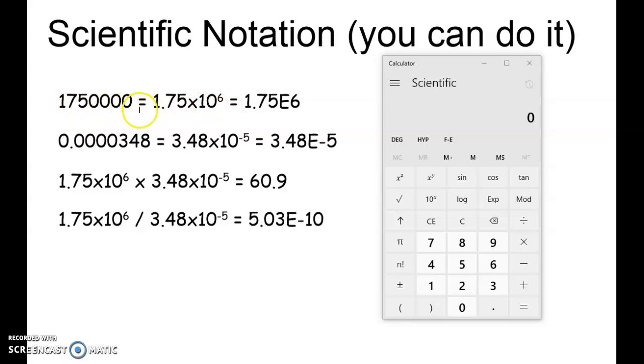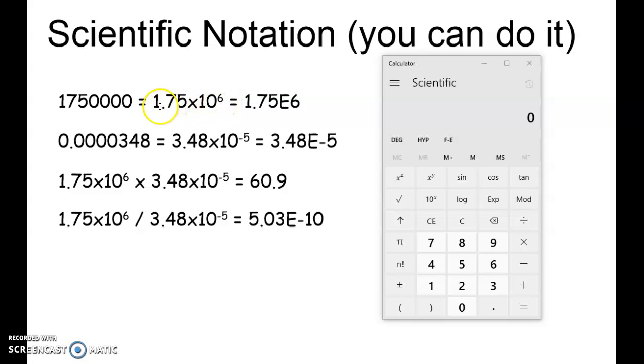To convert that to scientific notation, take where the decimal place is currently understood to be, and move it however many places it takes to get to the point where you only have one digit to the left of the decimal. However many places you had to move the decimal is the power of 10. The decimal is understood to be here after the last 0: 1, 2, 3, 4, 5, 6 places over, and that means it would be 1.75 times 10 to the 6.